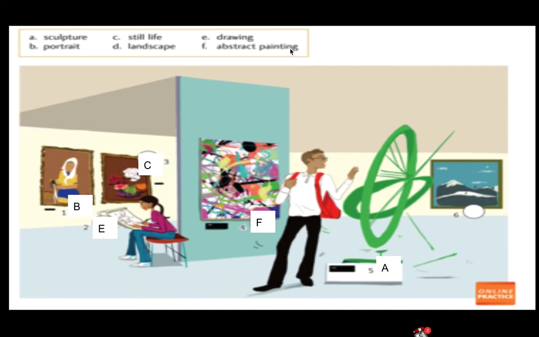And the last picture must be D. It's a landscape. So this is a painting of some scenery, some mountains or a forest or the ocean. If you look at picture D, landscape, and picture B, you have a landscape on the right and a portrait.